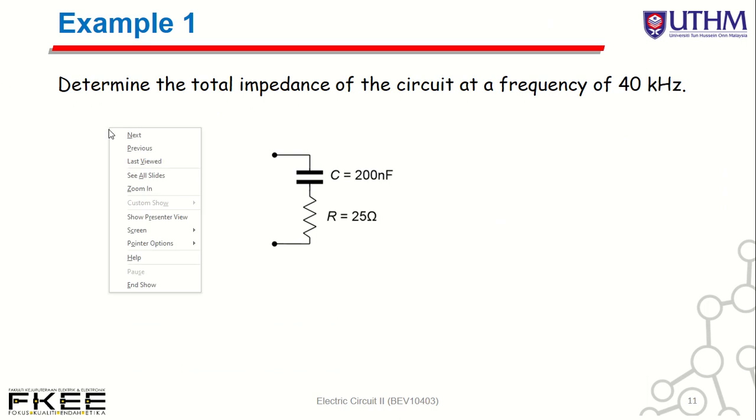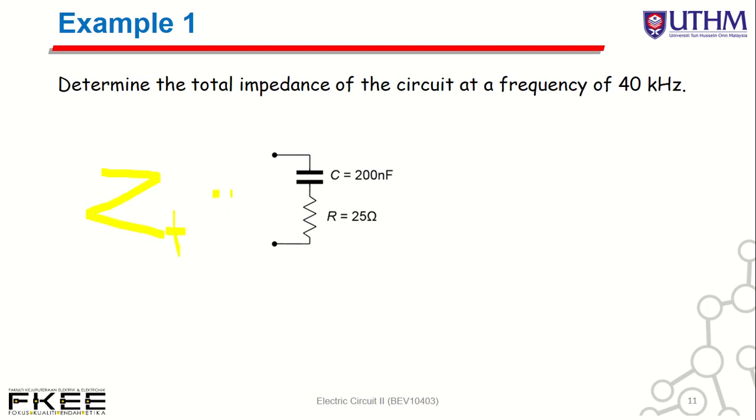Determine the total impedance of the circuit at a frequency of 40 kilohertz. Let's say we have a supply voltage with a frequency of 40 kilohertz connected to a capacitor and resistor in series. So what is the total impedance? What is the Z total?